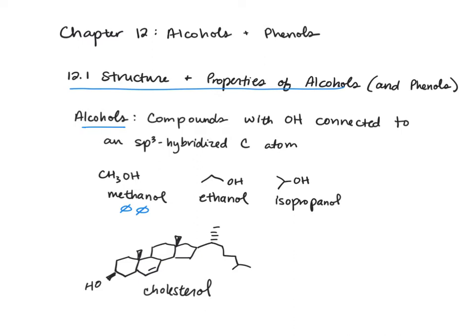Ethanol is commonly found in spirits such as wine, and popular in Kentucky is bourbon. Isopropanol is rubbing alcohol. You can also have very complicated alcohols. I've drawn the structure here of cholesterol.